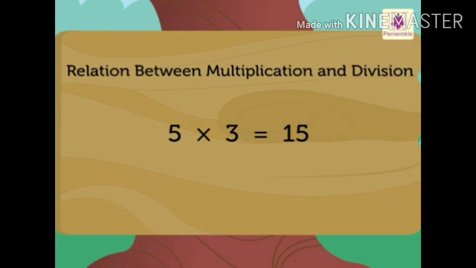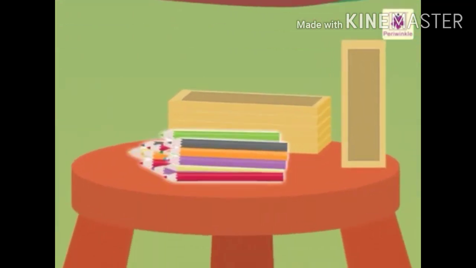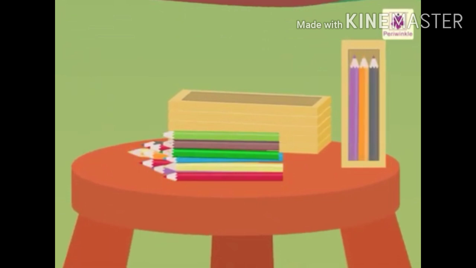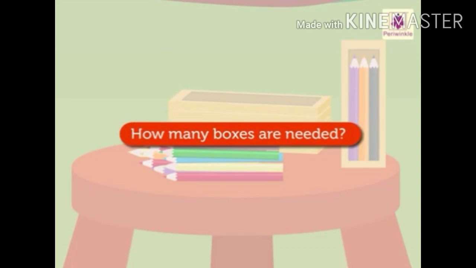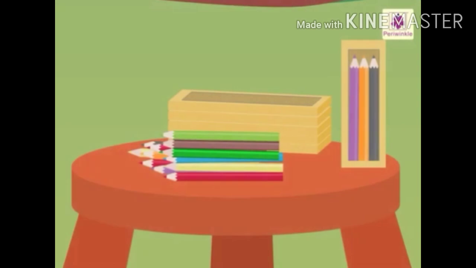Now let us look at it in another way. There are 15 pencils. If in each box we put 3 pencils, then how many boxes will be needed for 15 pencils? Here we will divide 15 by 3. 15 divided by 3 is equal to how many? So 15 divided by 3 is equal to 5. Means there are 5 boxes and 15 pencils.